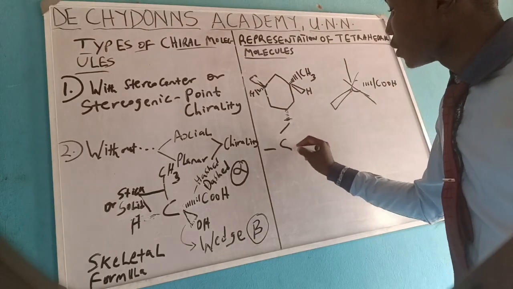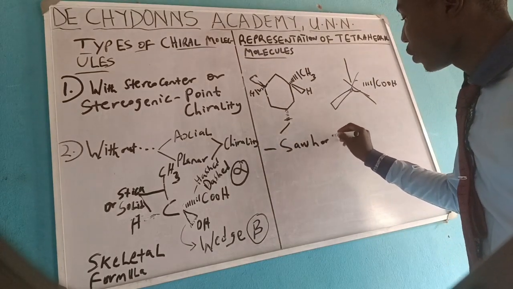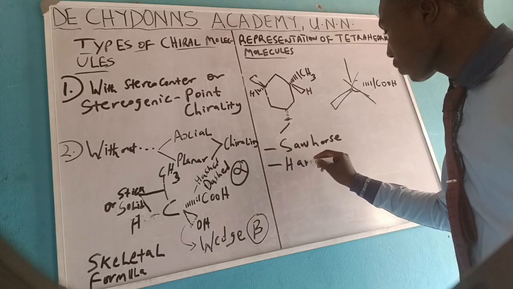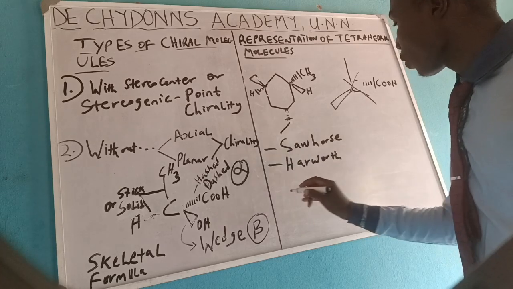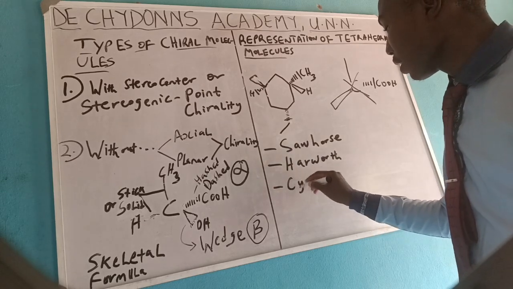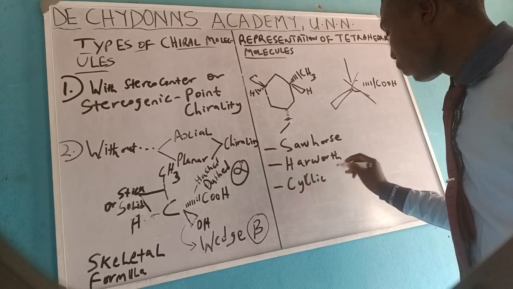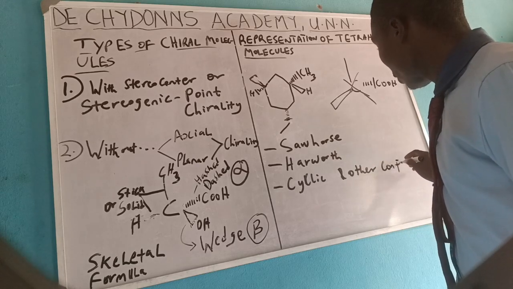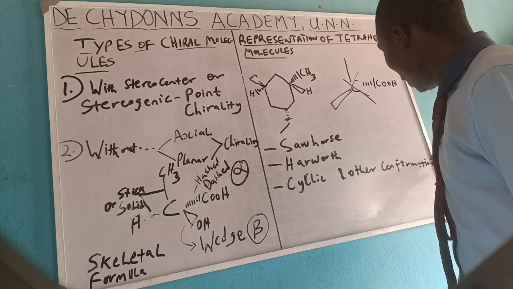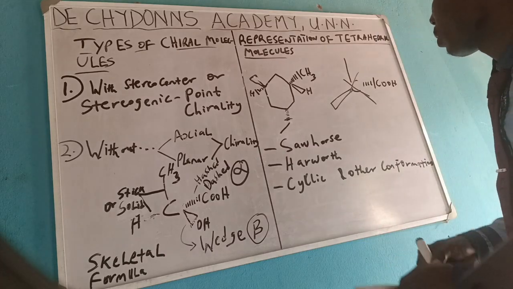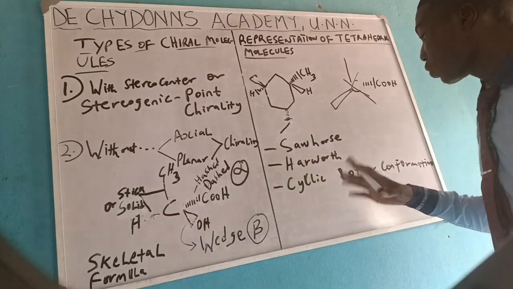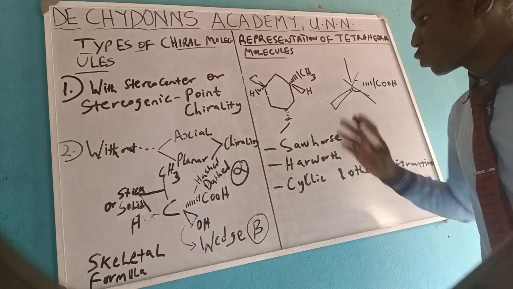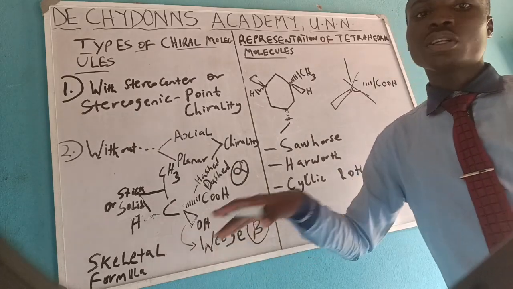We have the sawhorse projection, we have the Howard's projection, we also have the cyclic projections and other conformations. Some of them are used for open chains, some of them are used to represent closed chains. But overall, for the purpose of this particular discourse, we are focusing on the skeletal formula or the skeletal structure.